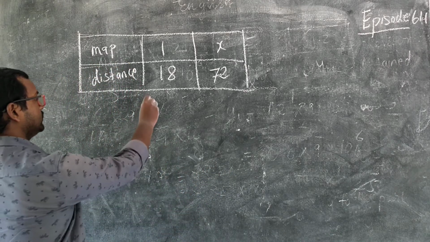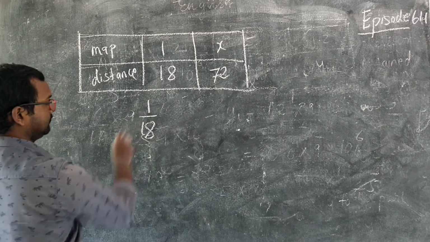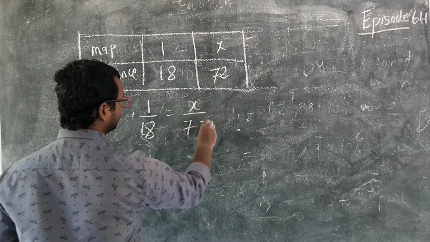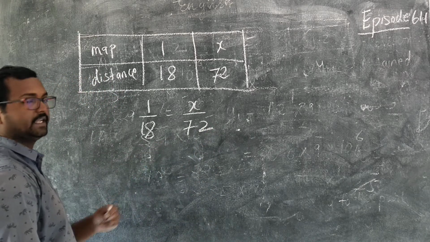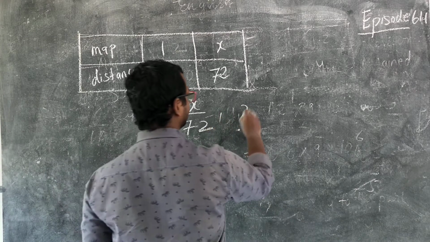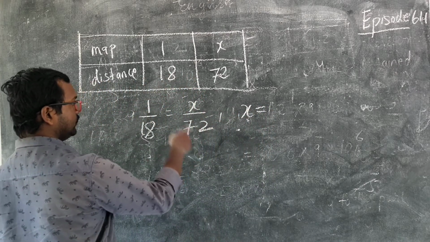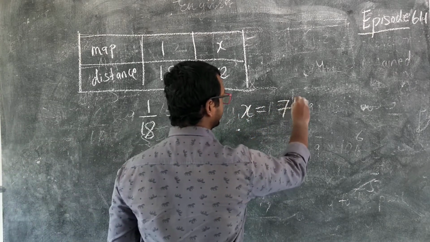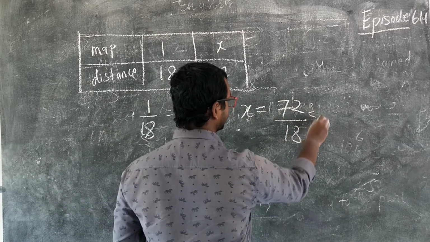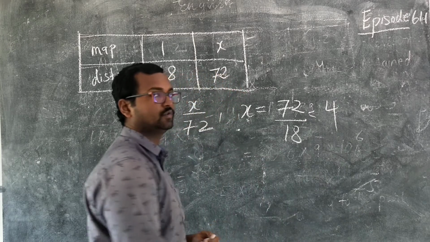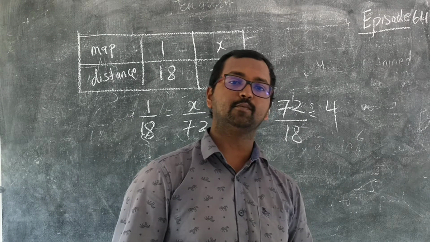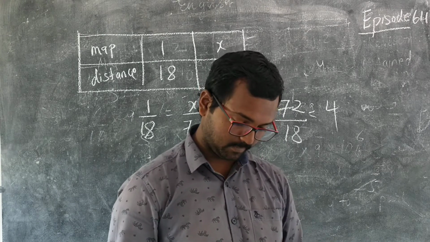So see, applying direct proportion, we will get 1 by 18 is equal to x by 72. From here we will get the value of x. Value of x is equal to how much? Keep x here, bring 72 to here. We will get 72 into 1, which is 72, divided by 18 is equal to how much? 18 fours are 72. So the answer is 4 cm. So on the map she will be covering 4 cm, whereas in reality she will be covering 72 kilometers. Okay.